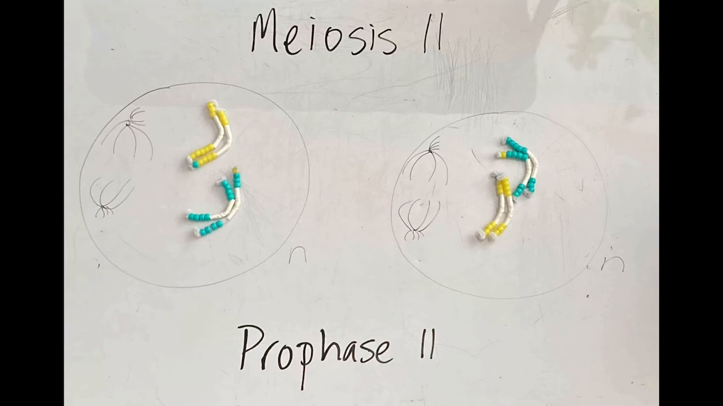In prophase 2, we see spindles start to form and the centrosomes start to move to either end of the cell, and the chromosomes are condensed with no homologous pairs attached. Instead of having a tetrad like we did in prophase 1, we now just have a chromosome with two chromatids attached together in each daughter cell.